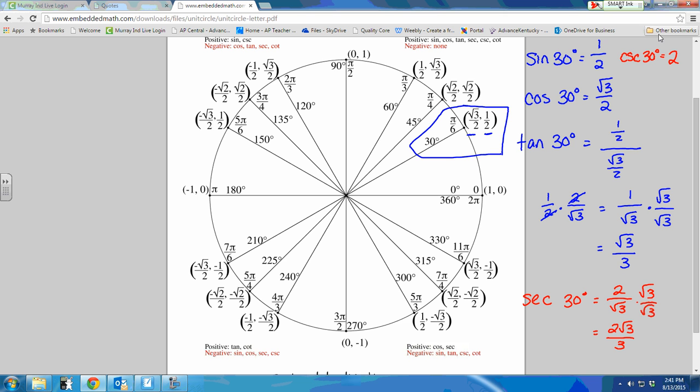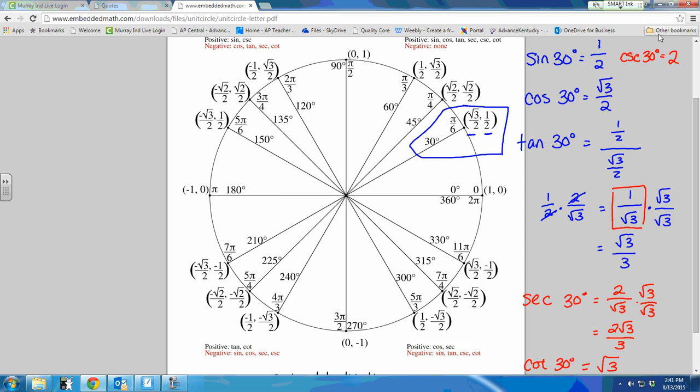And then cotangent, I'm just going to select this equivalent piece before I rationalize, and I'm going to take the reciprocal of that so that I don't have to rationalize again, and so I just get the square root of 3. Once you have the first 3, you have to flip the rest of them to get the reciprocal.